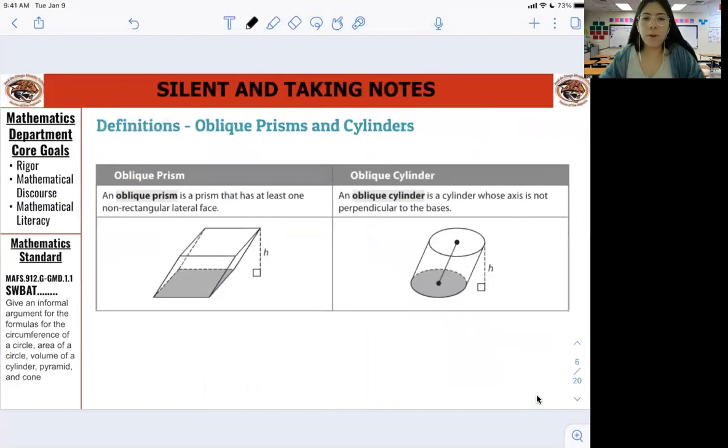Okay, let's make it a little bit more interesting. So we had a right prism and a right cylinder. You can also have an oblique prism and an oblique cylinder. And what that means is that basically it's on a slant, okay? Instead of being perpendicular to the ground, it's slanted. So you can go ahead and write these two definitions as well as try your best to do a little bit of a sketch.